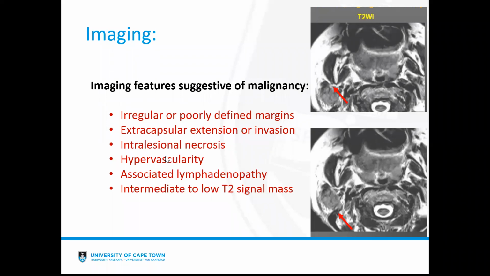On MRI specifically, intermediate or low signal on T2 weighted imaging may be suggestive of a malignancy, as shown in the adjacent MRI scan of a high-grade mucoepidermoid of the superficial lobe of the right parotid. And just again, as a side note on mucoepidermoid, as a general rule, the lower the cystic component and the higher the solid component, the more likely it is to be a high-grade over a low-grade tumor.